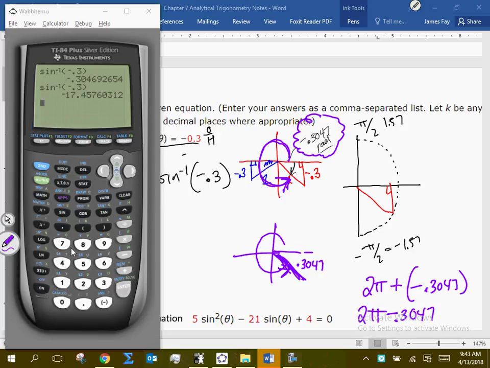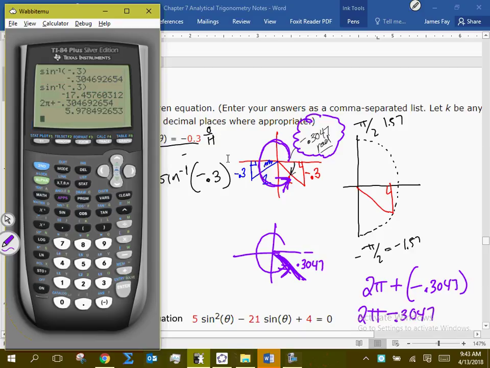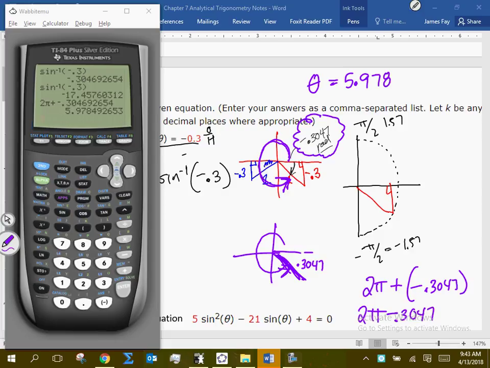So I'm going to take 2 pi plus, and then I'll just recall that number, 5.978. Okay, 5.978 is one solution for theta. Okay.